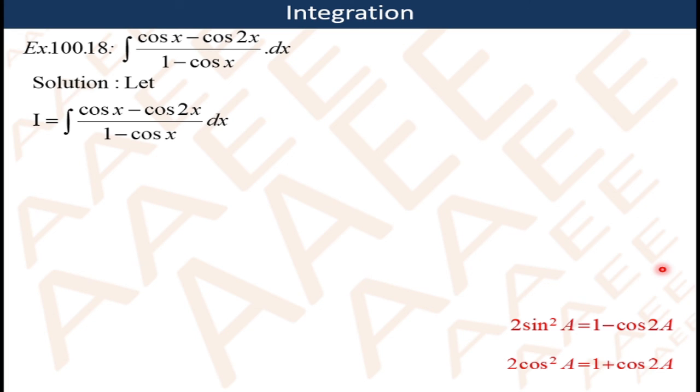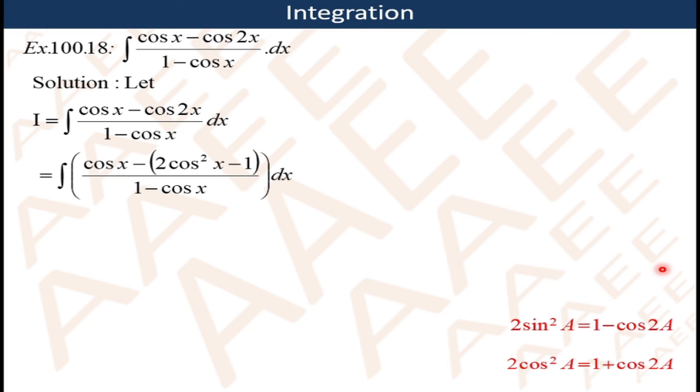Next sum you are going to see here is based on those typical formulas which you have studied already. It is sum number 18, page number 100. Integration cos of x minus cos of 2x upon 1 minus cos of x. So here we are going to use some basic trigonometric formulas. Out of these, one is 2 sin square a is equal to 1 minus cos of 2a, and 2 cos square a is equal to 1 plus cos of 2a. And then let I is equal to integration cos of x minus cos of 2x upon 1 minus cos of x dx.